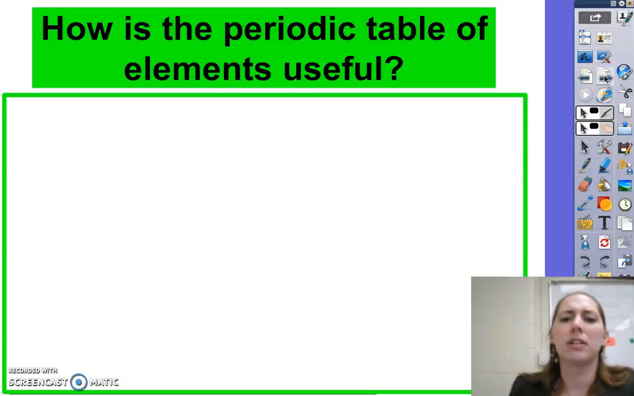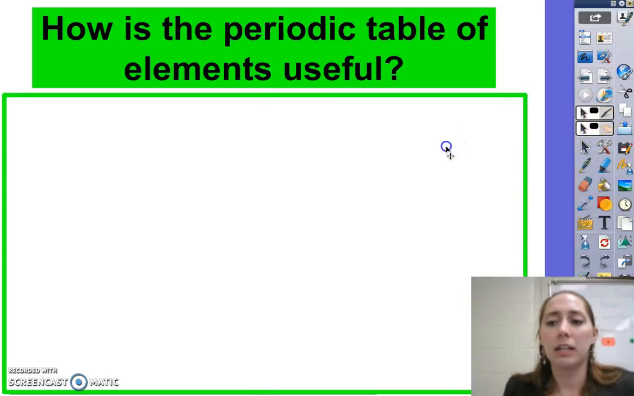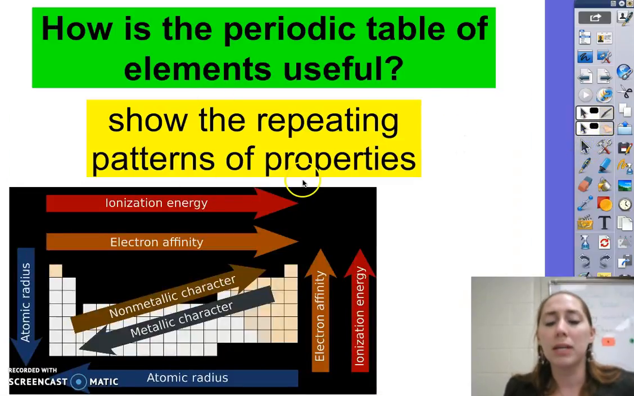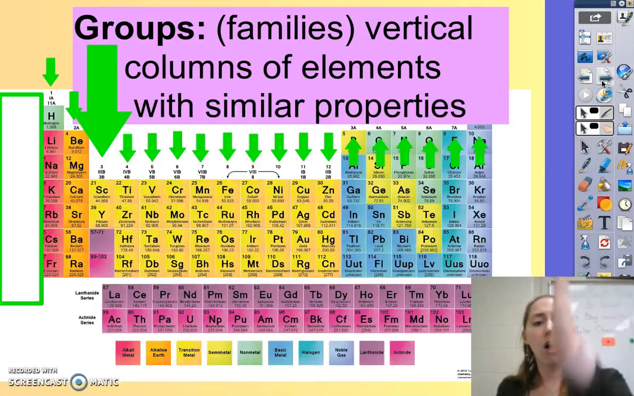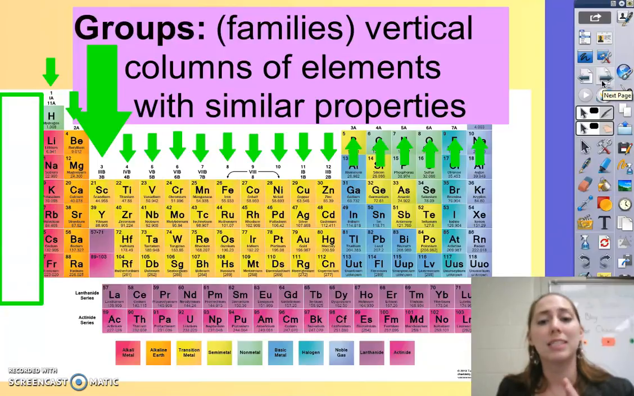Now, how is the periodic table of elements useful? Now, if you remember, it's organized by these repeating patterns of properties. But just looking at it like this, it's kind of hard to talk about. But we've actually organized it even more. Our vertical columns are called groups or families. They're organized by similar properties.